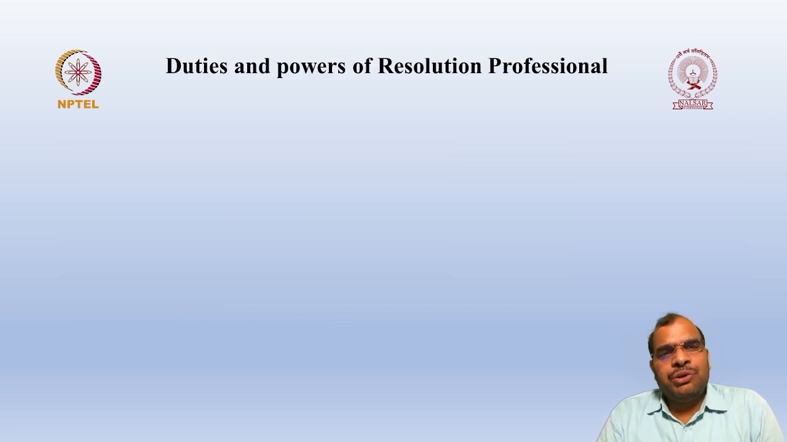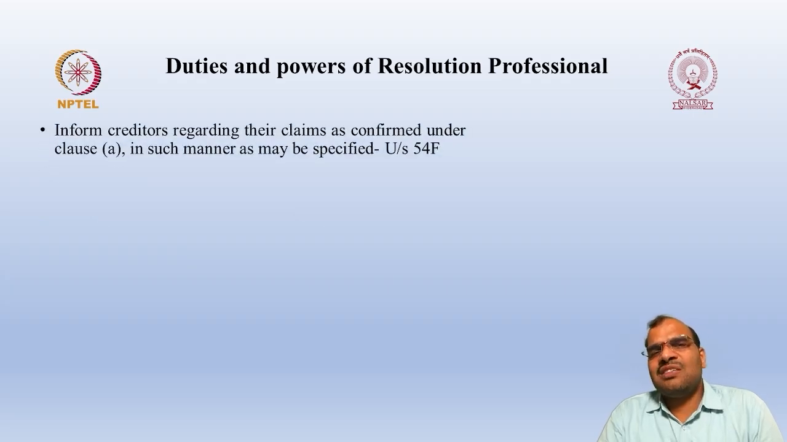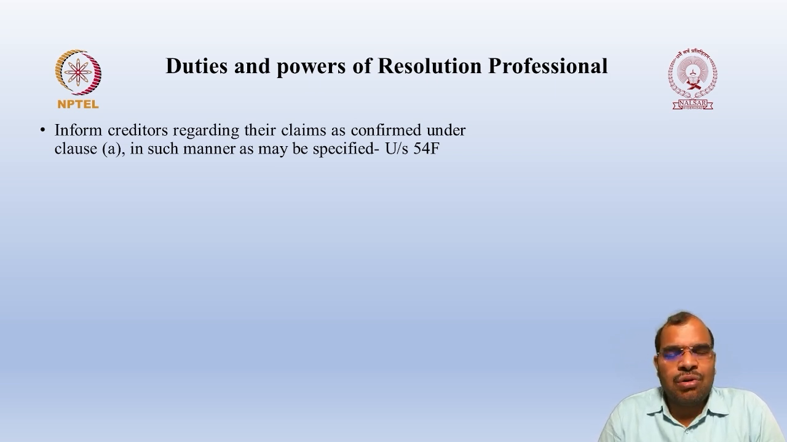Then let us discuss the duties and powers of the resolution professional. More or less these duties and powers are similar to the regular CIRP procedure only. So what is the first duty? He is expected to inform the creditors regarding their claims as confirmed under clause A in such manner as may be specified. Once the resolution professional is appointed, he gives the announcement, and after the announcement he receives the claims, prepares, collects and collates the information. Once that is done, he informs the creditors regarding their claims.